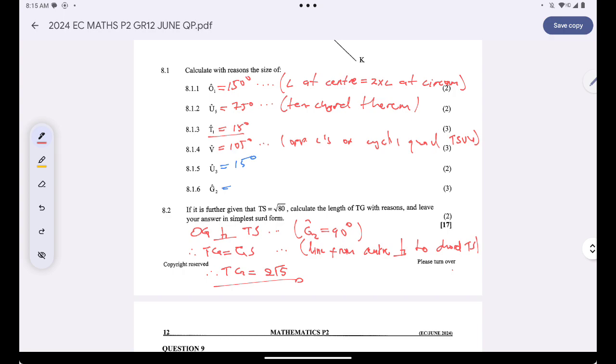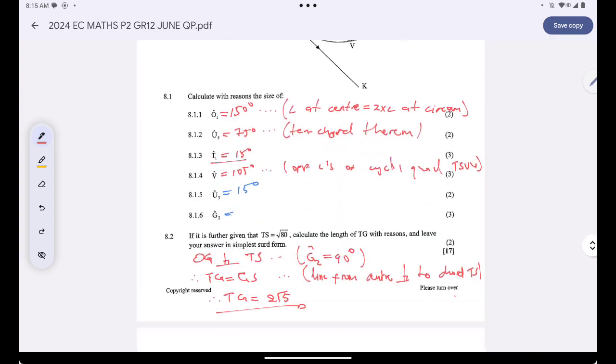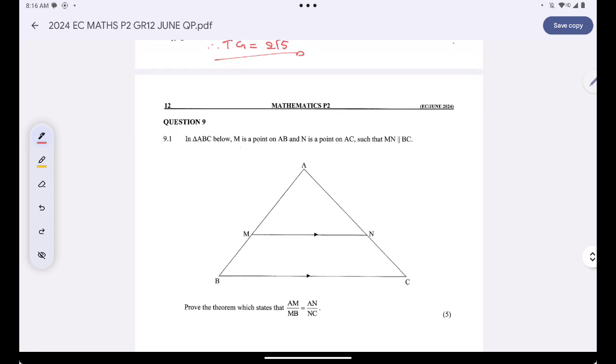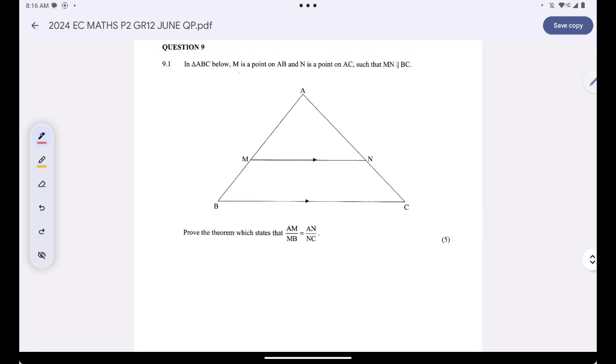Okay, this is how you would have answered question 8, guys. Now let's go and answer question 9. Initially we are given the triangle ABC below, and we are told that M is a point on AB and N is a point on AC, such that MN and BC are parallel. Here we are supposed to prove the theorem that states that if a line is drawn parallel to one side of a triangle, that line divides the other two sides in the same proportion.